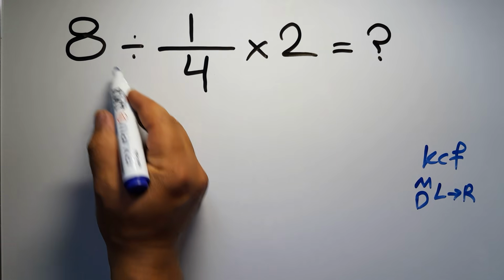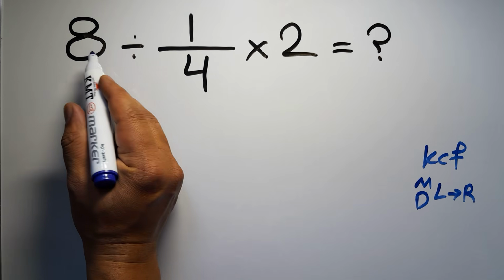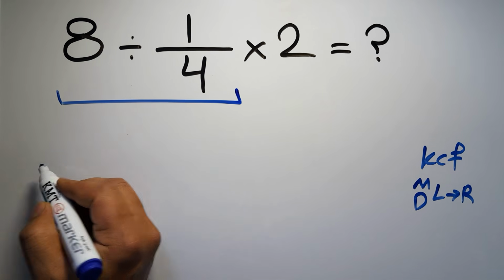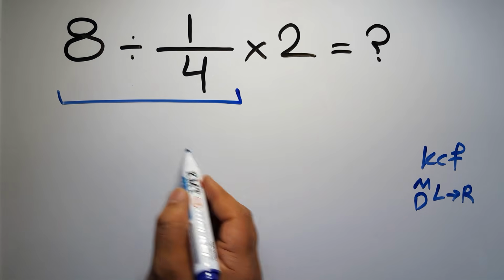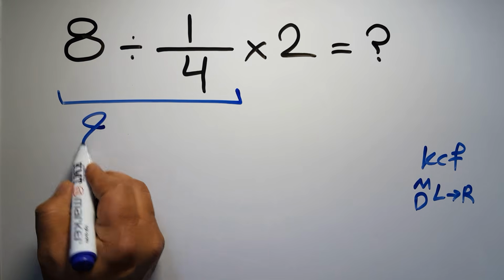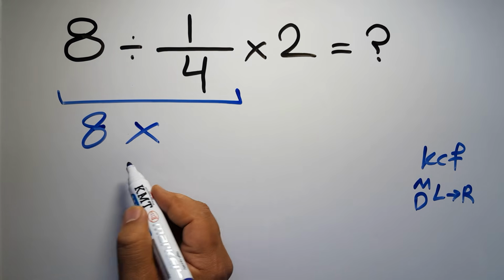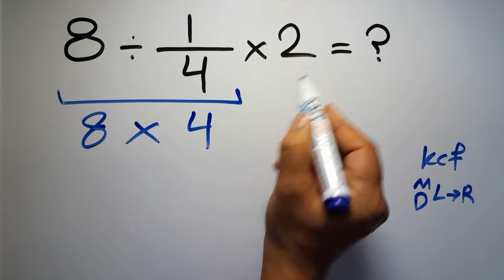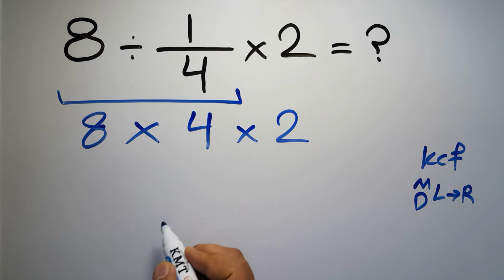So first we have to do this division. 8 divided by 1 over 4. According to the KCF rule, we can write keep the first fraction, change division to multiplication, and flip the second fraction. And here we have times 2.